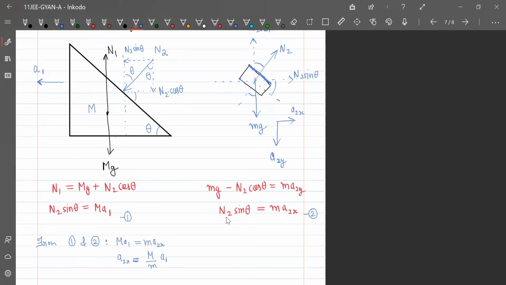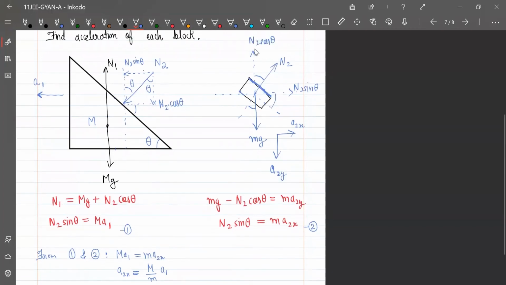यहाँ से हम n2 फाइंड आउट नहीं कर सकते बिकॉज देयर आर 3 अननोन्स ना, 2 इक्वेशन है, 3 अननोन है, a2x भी अननोन है, a1 भी अननोन है, n2 भी अननोन. And while in this case we have this यहाँ पे n2 भी अननोन है, a2y भी अननोन. So this causes a problem कि अननोन्स हमारे पास 4 हैं और इक्वेशन 3 ही है.